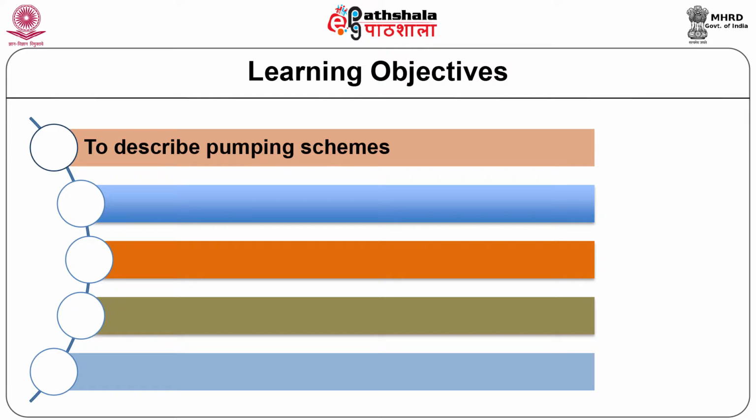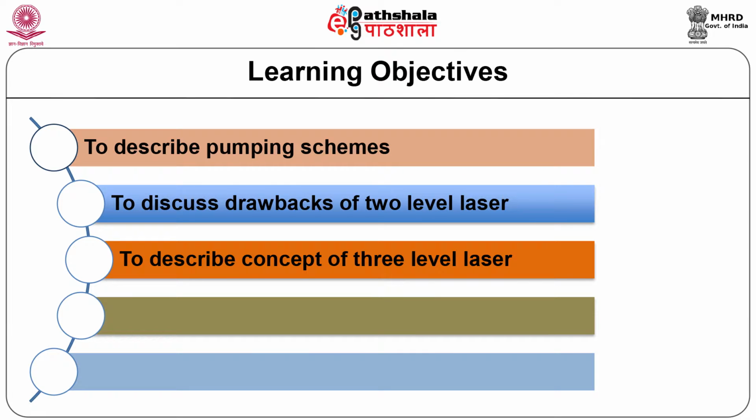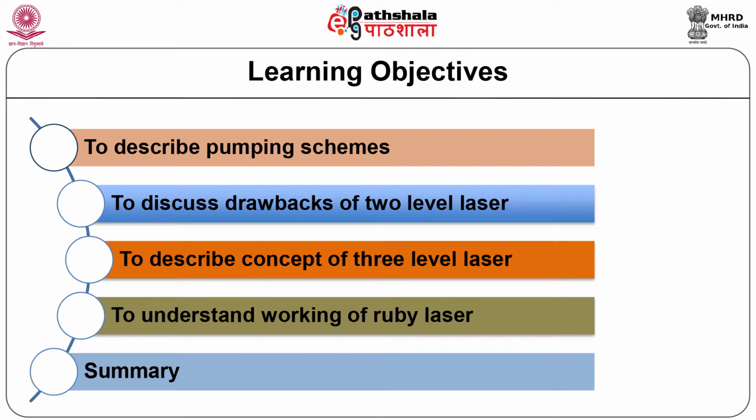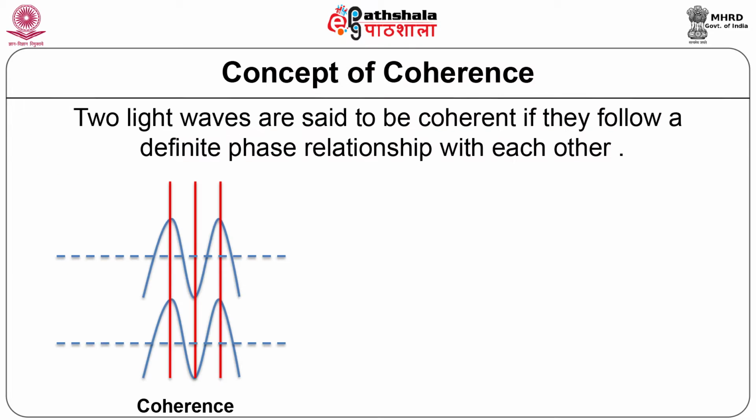In the next part of the same module, we will describe some pumping schemes, some drawbacks of the two-level laser pumping scheme, what is a 3-level laser system, understanding the working of the ruby laser, and finally we summarize the module. So, let us begin with the concept of coherence.